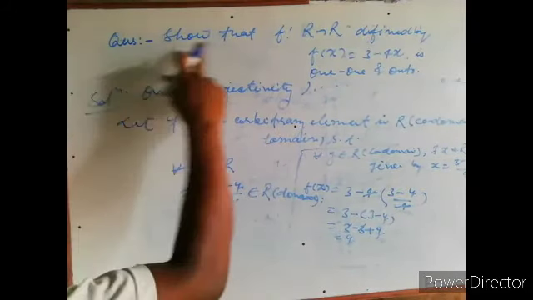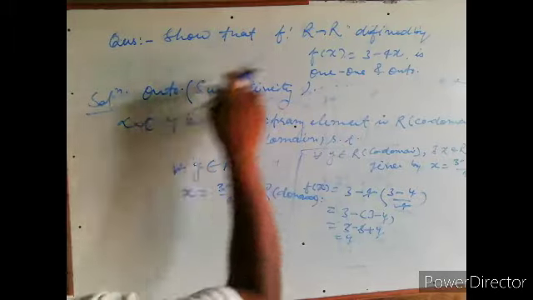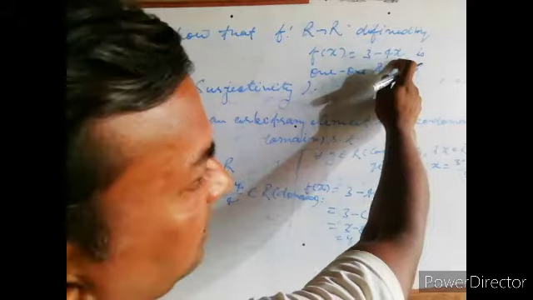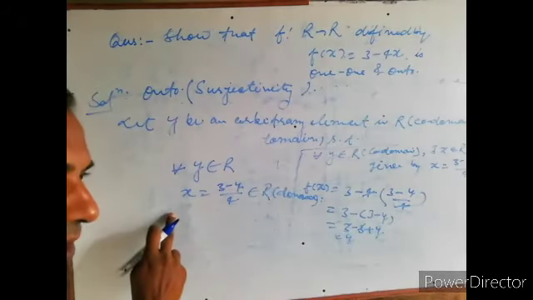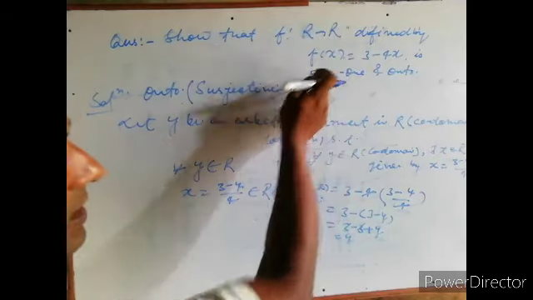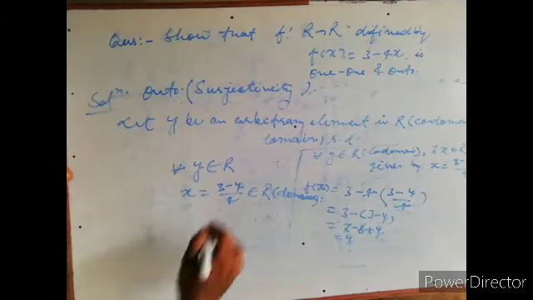Earlier we proved that this function f is one-one function, means we proved that given function f defined by f of x equal to 3 minus 4x is one-one and second onto function, and hence this function f from R to R is one-one and onto function.